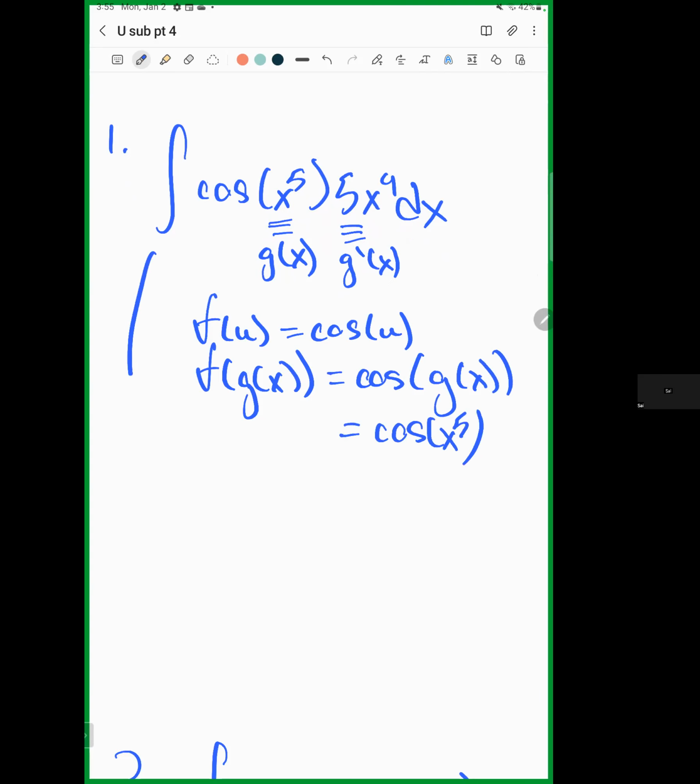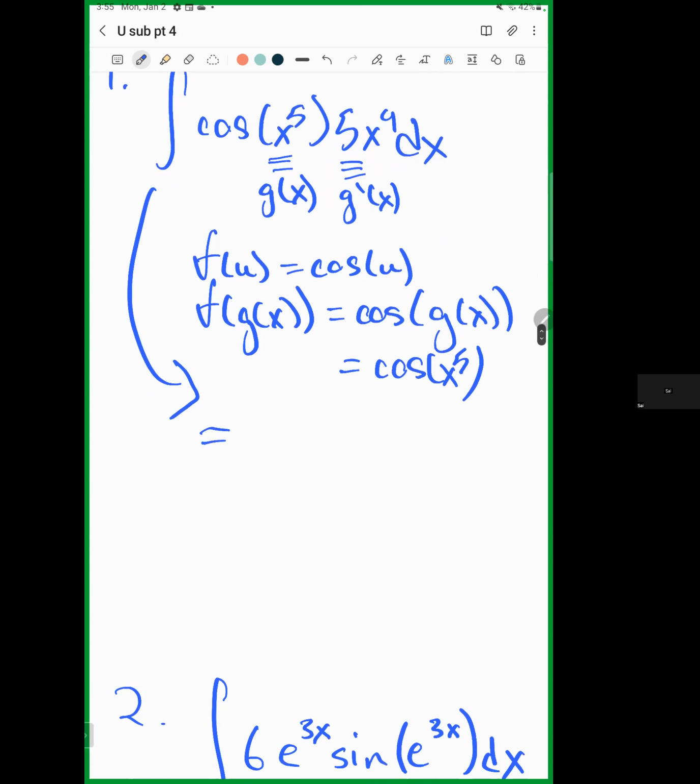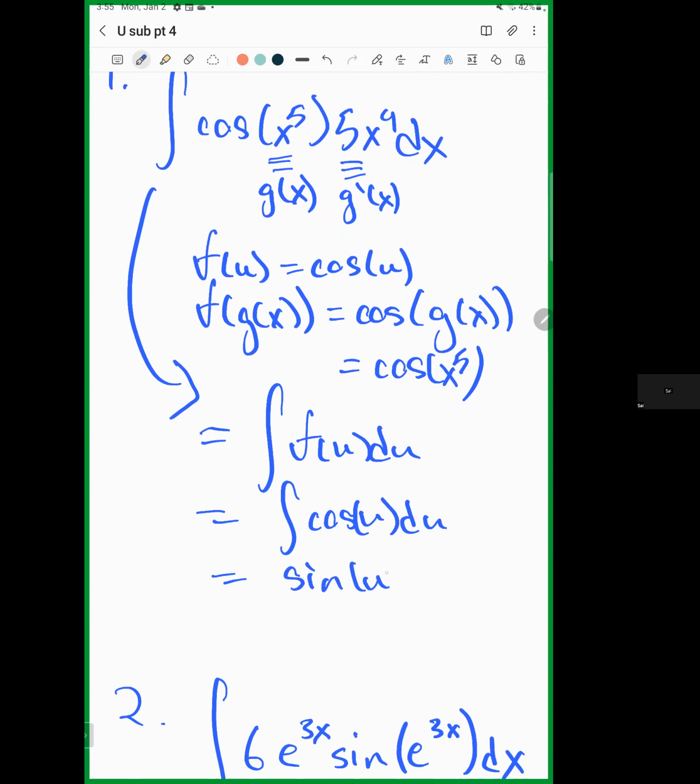And then we can just use that formula to rewrite this as the integral of f of u du, which is just the integral of cosine u du, which is just sine u plus c, and since g of x is just u, that is sine x to the 5th plus c.